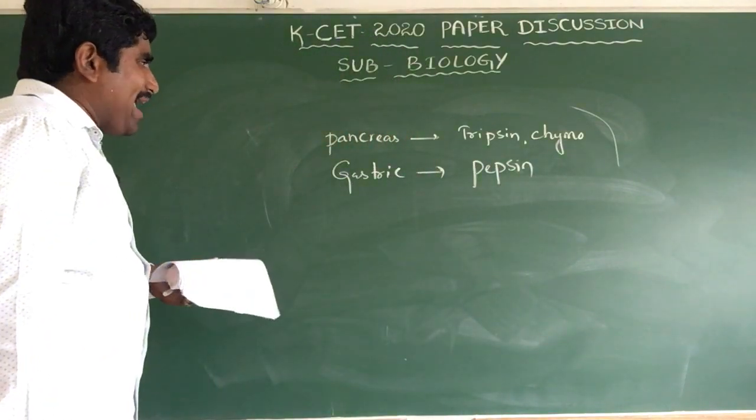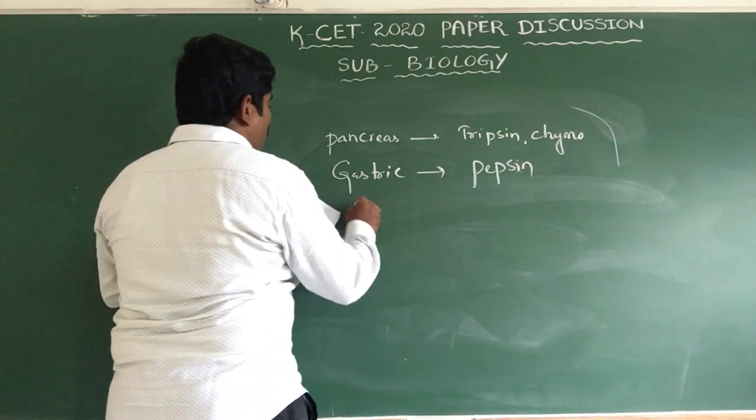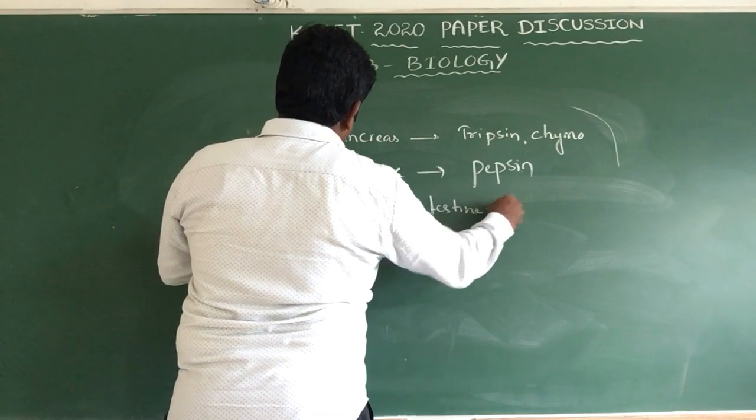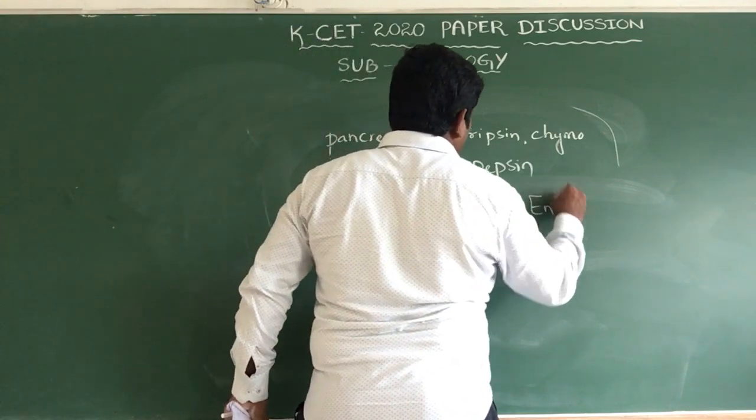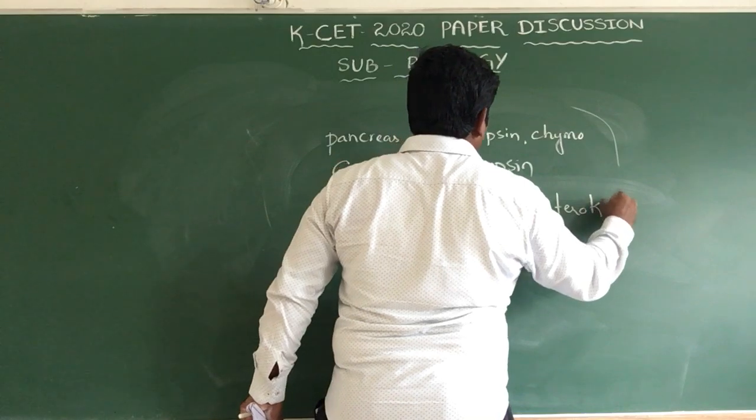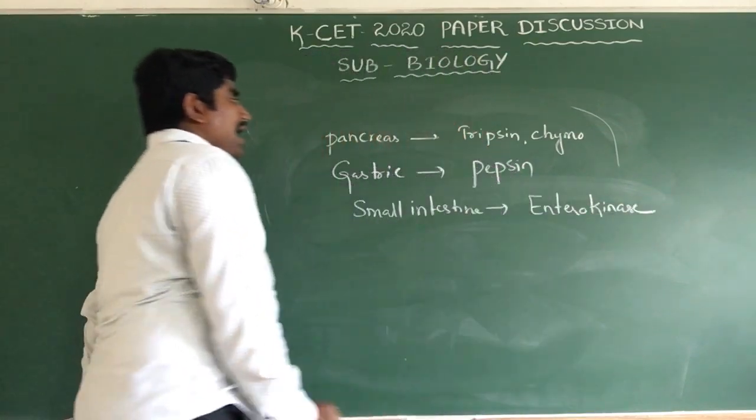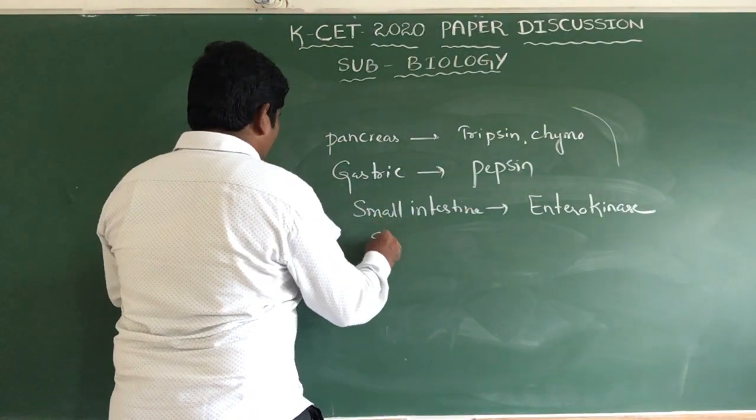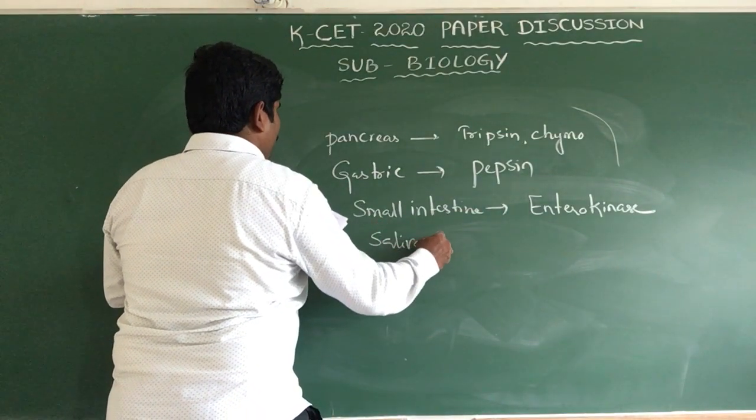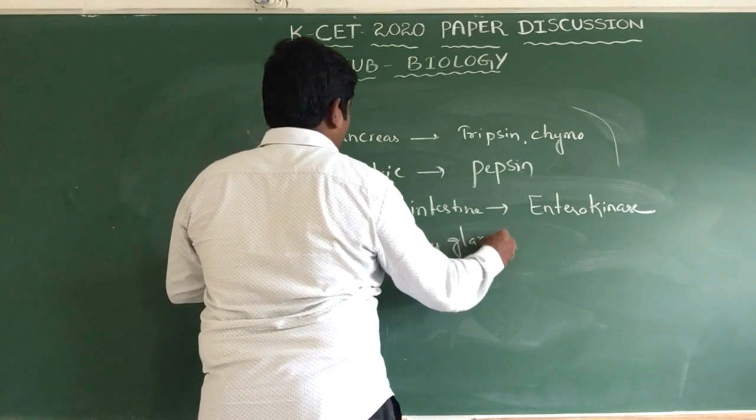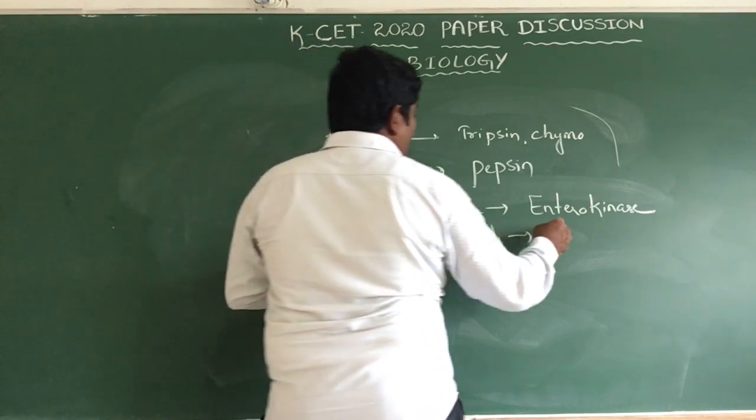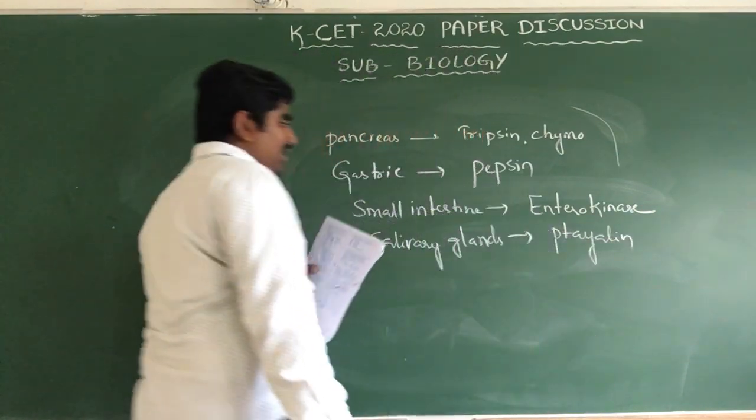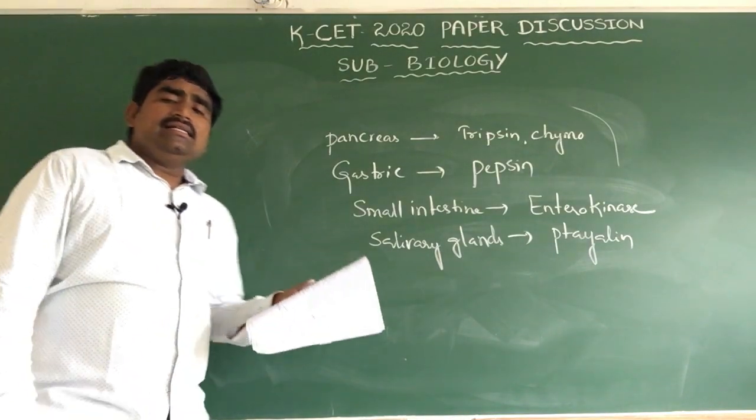The proteolytic enzyme of the pancreas is trypsin. And the next one is small intestine. Small intestine produces enterokinase. Enterokinase is released from the intestinal mucosa and is used to activate trypsin. Next one is salivary glands. Salivary glands release ptyalin. Salivary amylase is also known as ptyalin.